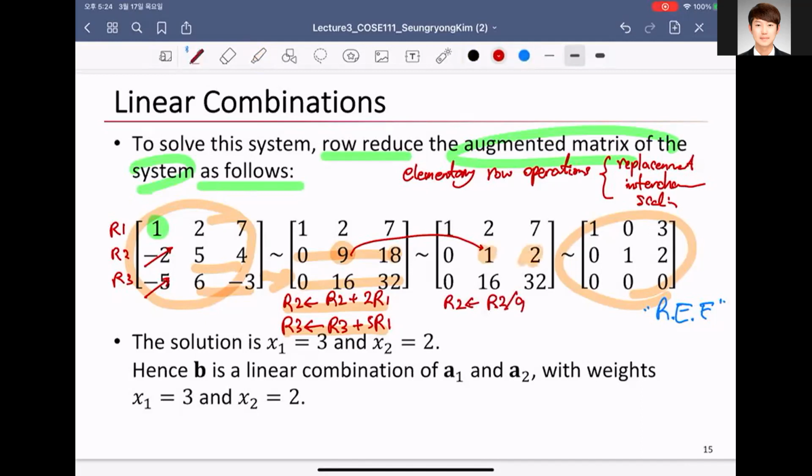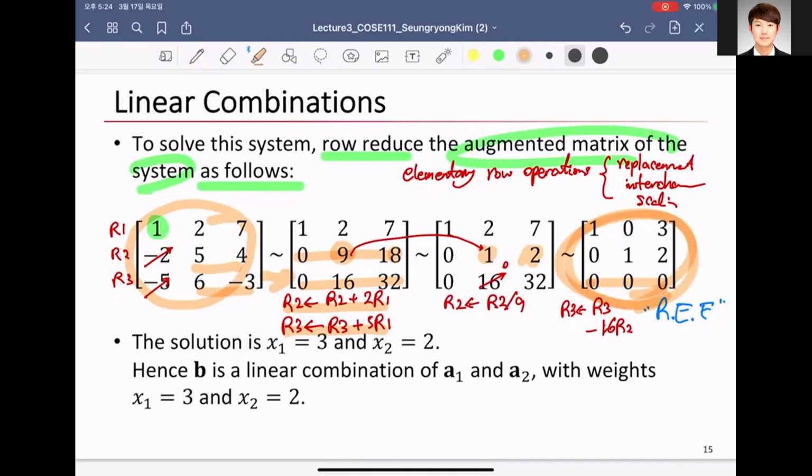Then R3, to make this one as a 0, new R3 is going to be previous R3 minus 16R2. Then we achieve this one. So our REF form here is 1, 0, 0, 0.